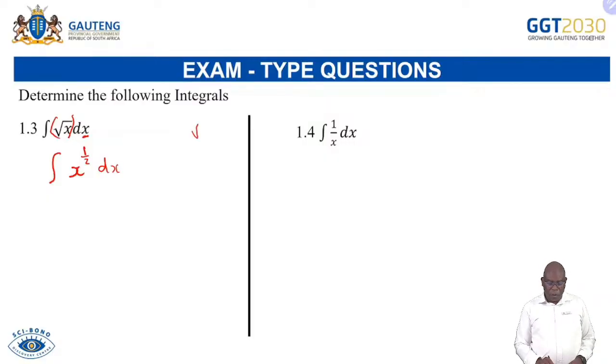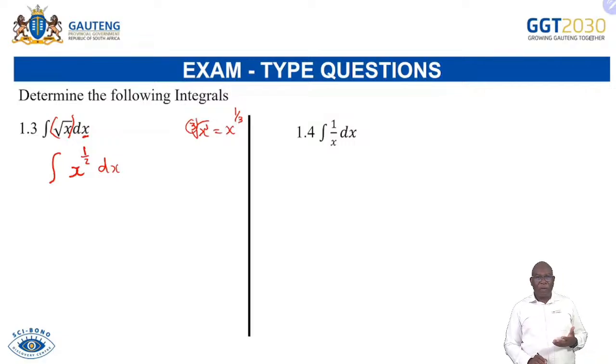Now, when I have a square root, it's x to the power of half. If I've got a cube root, that will be x to the power of 1 over 3. So remember, the root becomes the denominator of that exponent. Fifth root of x will be x to the power 1 over 5. So we must know that. This is because we don't write a 2 on the square root, so we write 1 over 2 as a denominator.